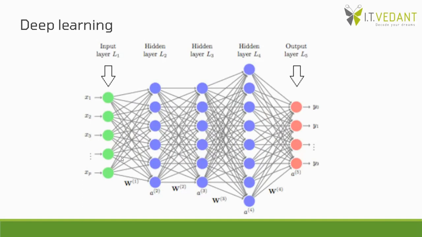Moving to deep learning, now let's make this picture more clear. Deep learning is a very vast subject. We are talking about mimicking a human brain. So let's take a simple example.